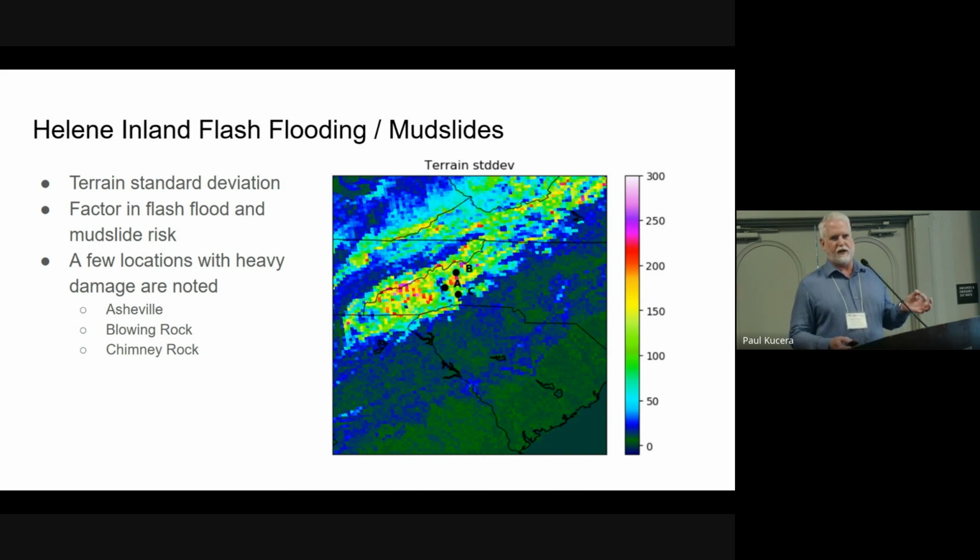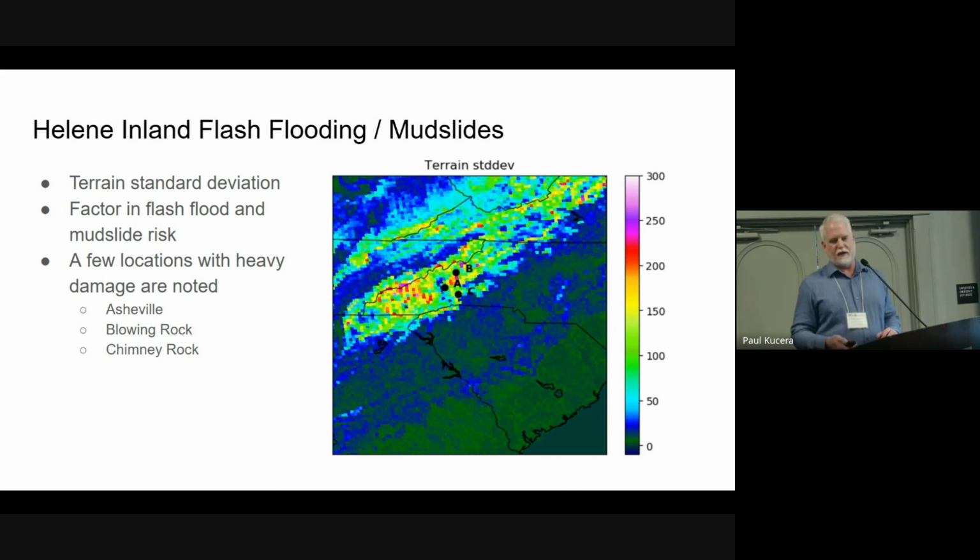Within each 6 kilometer grid cell, this is the standard deviation of that terrain. In some of those places in the Western Carolinas, it's over 200 meters. I marked on here the approximate locations of some of the places that we saw in the news that had some of the biggest impacts from the flooding: Asheville, Blowing Rock, and Chimney Rock. And we see they're right in these areas.